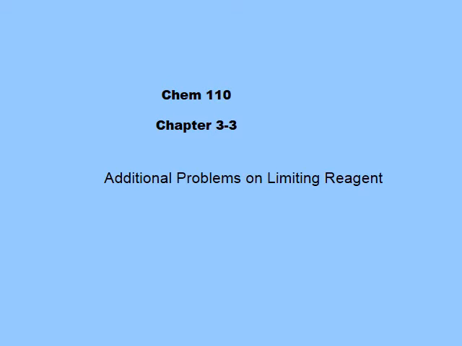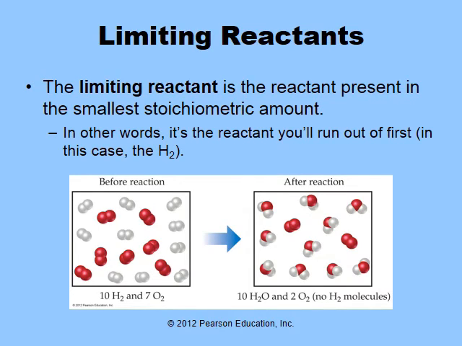In this section of Chapter 3, I'd like to discuss additional problems on limiting reagent. The limiting reactant is the reactant that is present in the smallest stoichiometric amount. In other words, this is the reactant that is used up in the reaction.